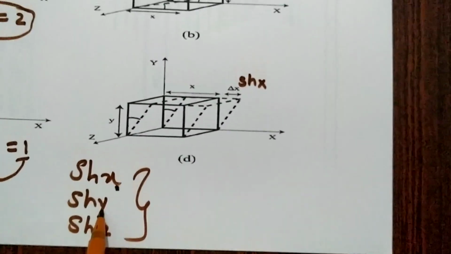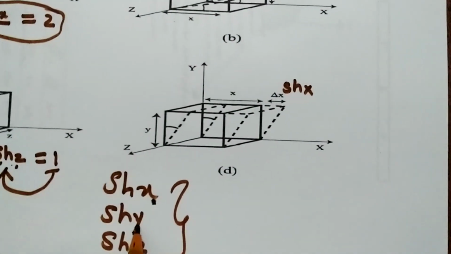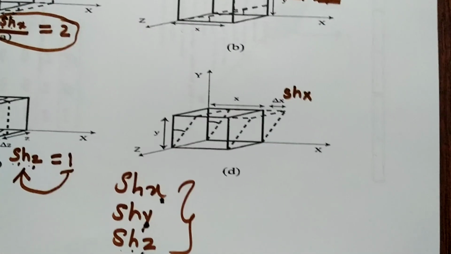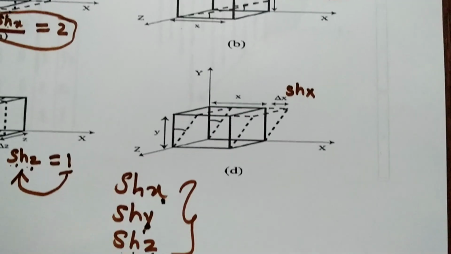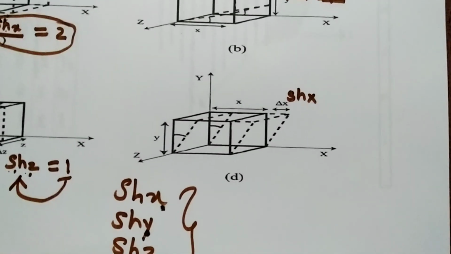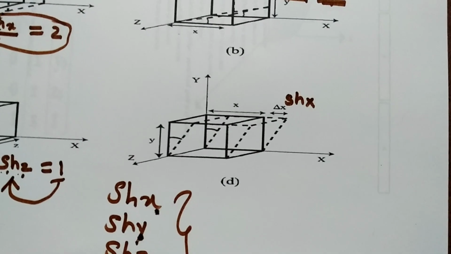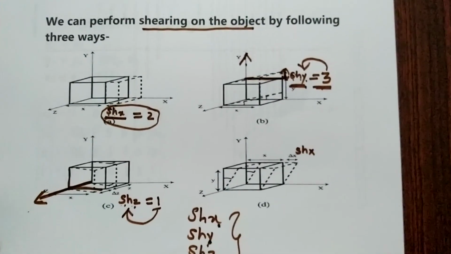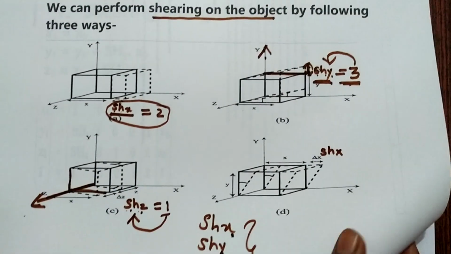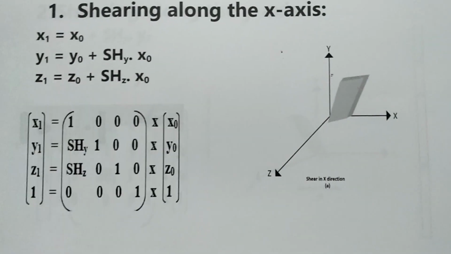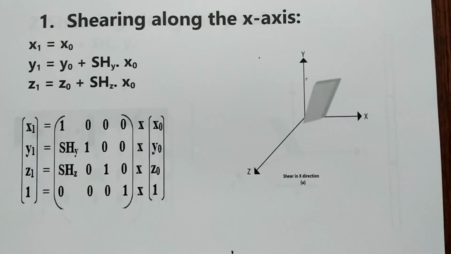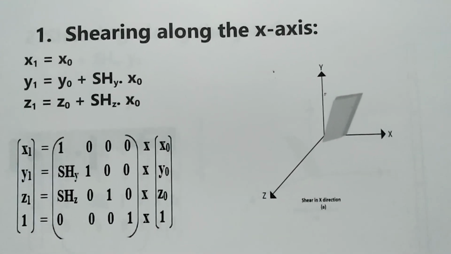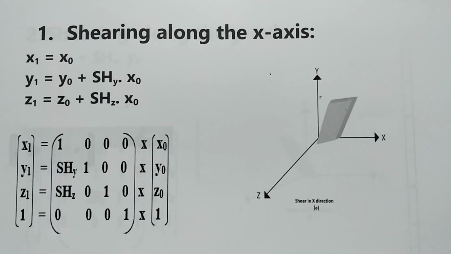This variable we use along the y-axis when we want to change the size of an object along the y-axis. Another variable is called SHZ. This variable we use along the z-axis when we want to change the size of an object along the z-axis. In this way we need to use the SHX, SHY and SHZ shearing parameters. Now we will discuss one by one. As I told before, we can perform shearing along the x-axis, y-axis and z-axis in a 3-dimensional plane.